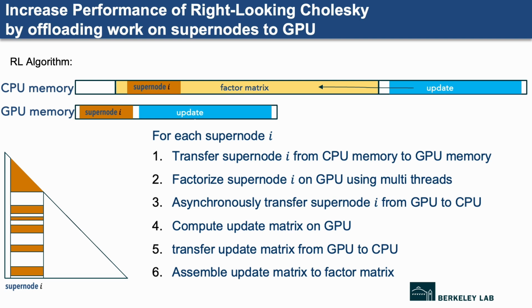So to summarize, basically, we transfer each span from CPU memory to GPU memory, and then perform the associated computation on the GPU, and then transfer back the computed results.